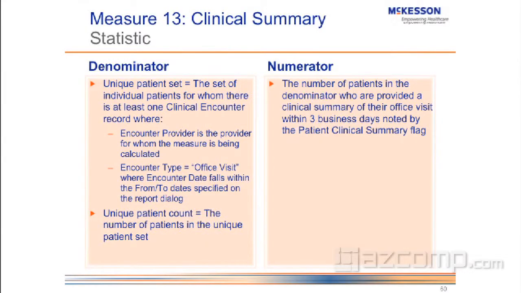So here's the denominator. Here's the unique set. That's going to be the patients that have at least one clinical encounter where the provider is the provider for whom it was calculated, and the office visit date falls within that time period, and the number of patients in the unique patient set. The numerator is the number of patients in the denominator who are provided a clinical summary of their office visit within 3 business days.